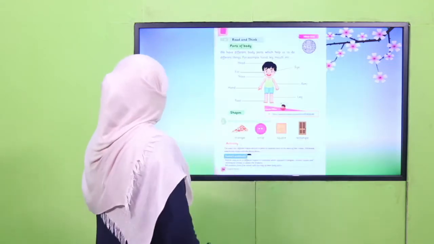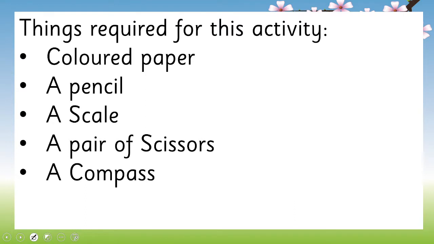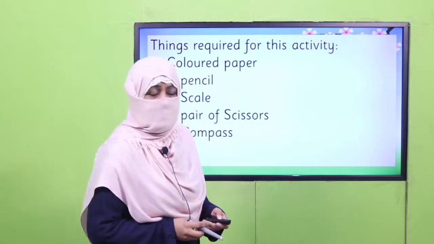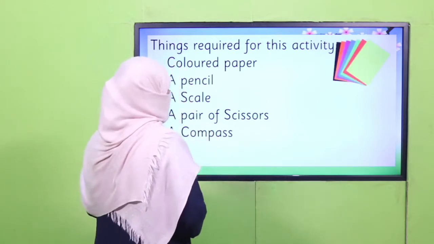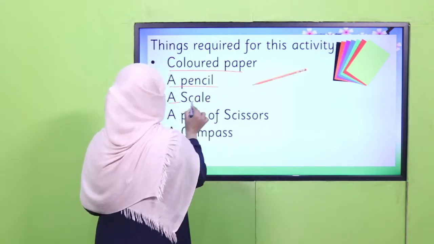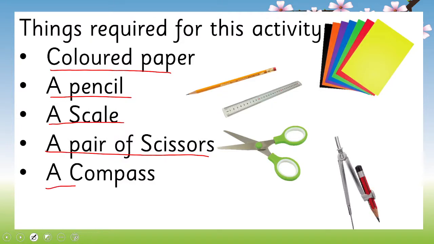Right? This is on page number 26 of your book. The concept is about shapes. So let's do an activity for understanding different shapes. For this activity, we need different colored papers, a pencil, a scale, a pair of scissors, and a compass. So kindly teacher pause the video and arrange all these things.